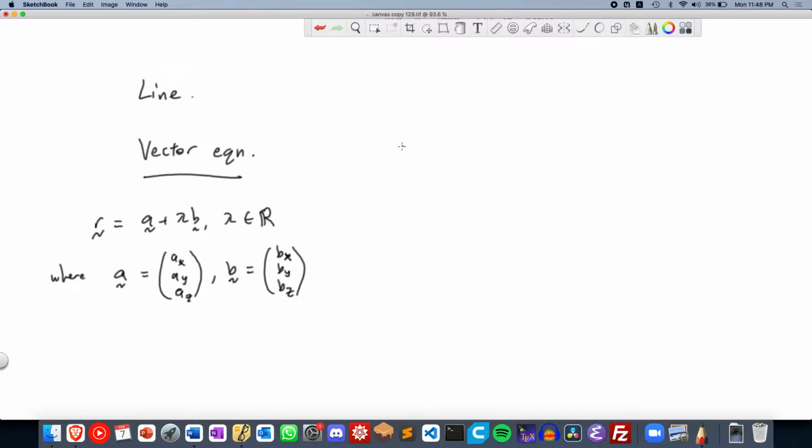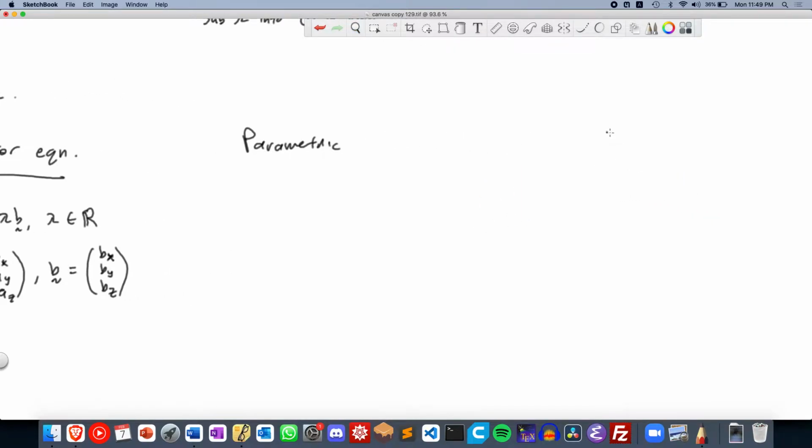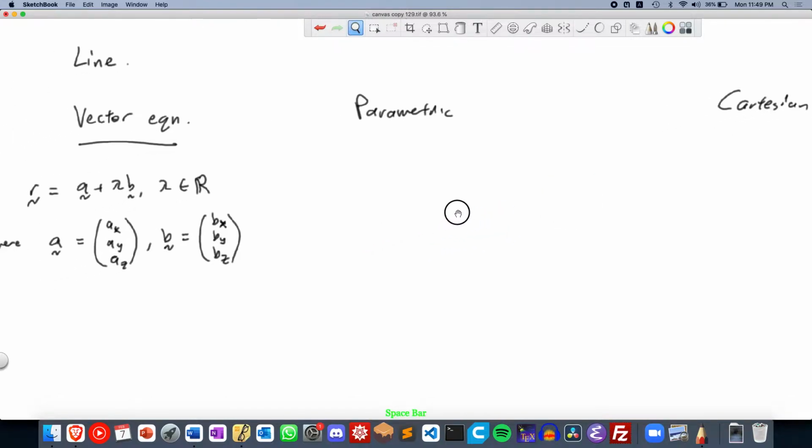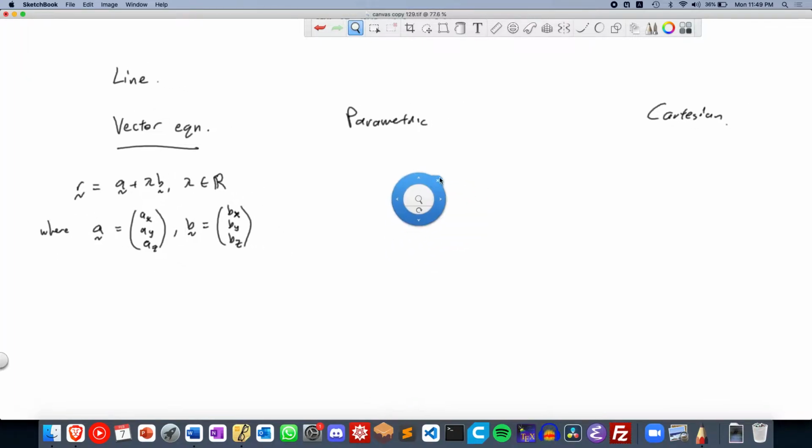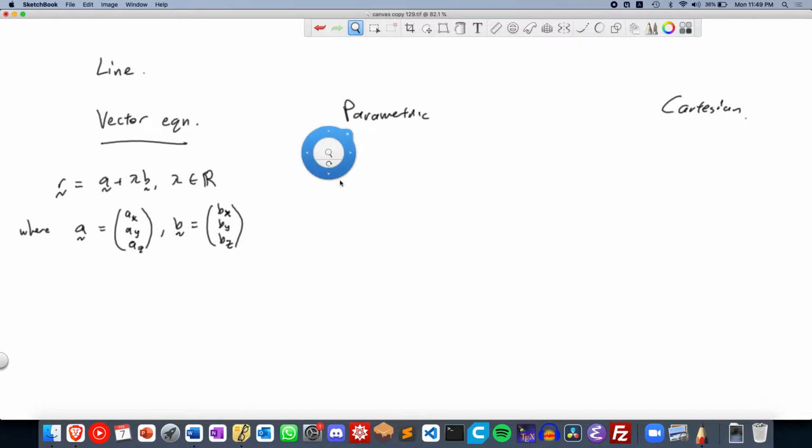Today we're going to learn about other forms of a line. Namely, there's two more. One is called the parametric, and another one is called the Cartesian. So we learn how to convert between different forms of the lines. And why is this important? Well, simply put, sometimes the question gives you one form and you need to convert to the other. But it's also important that if we can understand the other forms, then we have a stronger understanding of what it means to be a line.